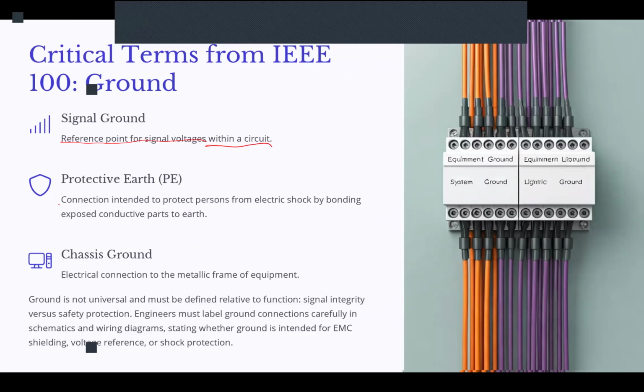These are important. When you want to define protective earth in your design, you need to mention each of those parts that I highlighted in that definition. You can't say, okay, connect the protective device. You need to say connect the protective earth to prevent which electrical shock. Is it the voltage? Is it the current? Bonding what exposed conductive part? Which one? Where in the system? To the earth connection. Is that clear? Or the chassis ground, which is basically the metallic frame of equipment, to the ground connection, to the earth connection.